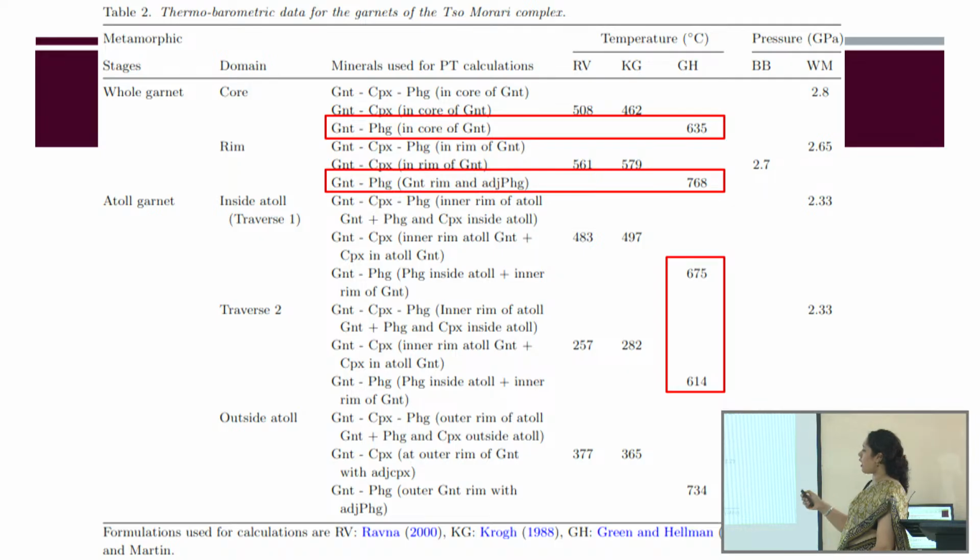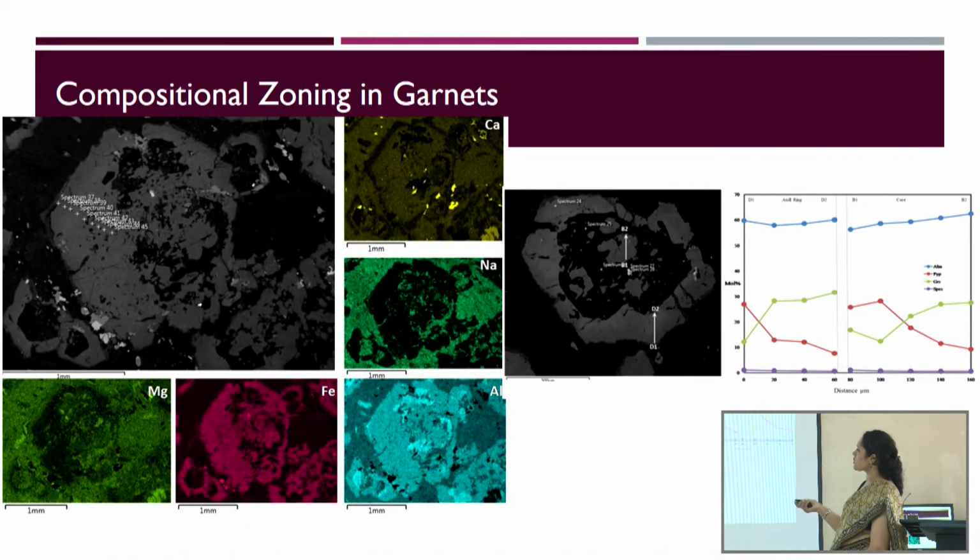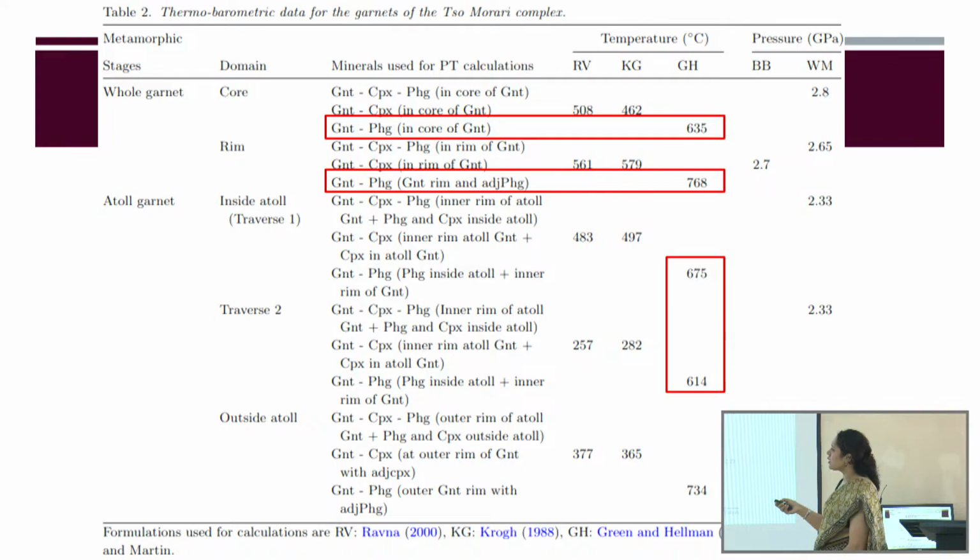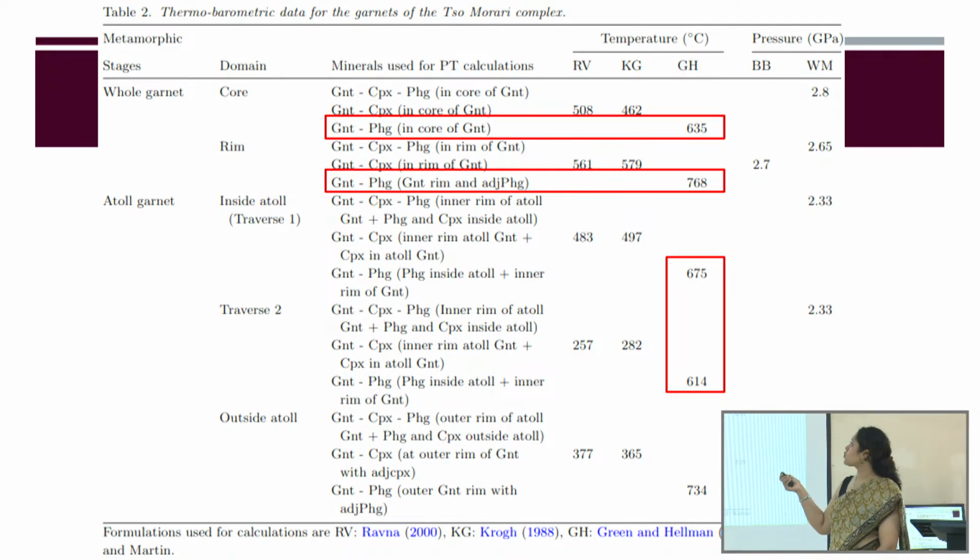Out of these two traverses, I don't remember which traverse we used for these calculations, but the range of the temperature is now 614 to 675, so definitely lower than UHP. The rim of the garnet represents the UHP temperature of nearly 800 degrees. The atoll garnet represents a lower temperature at a lower pressure. So that gave us an idea that maybe this is, like I said, post UHP.